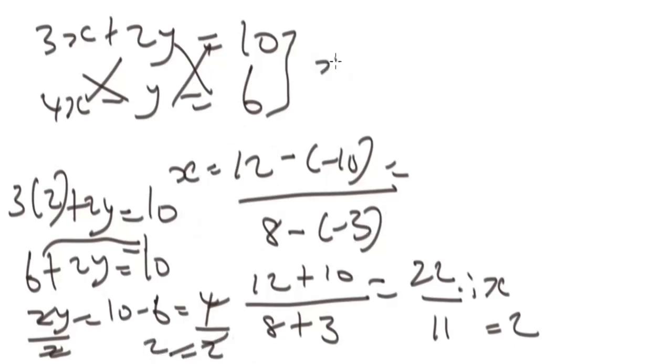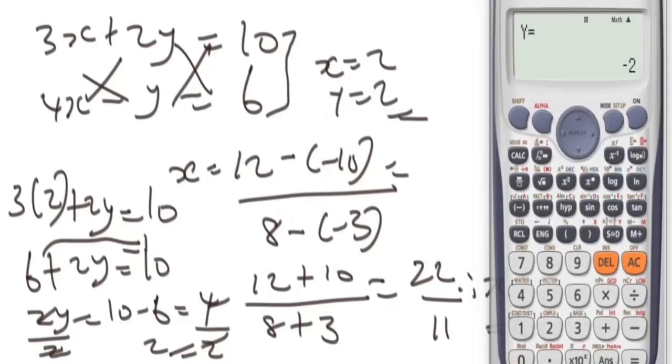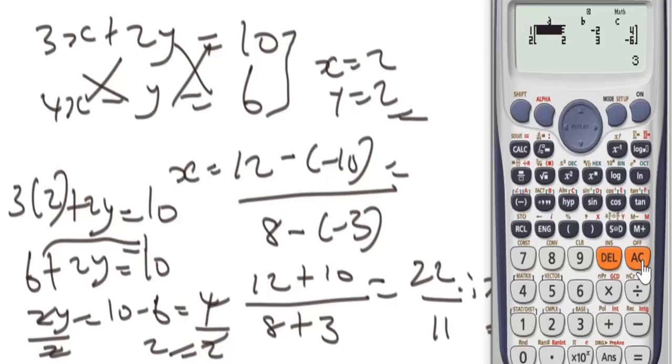So when x is 2, y is what? 2. Let's verify this with the calculator. Let's go and cast the calculator. So let's wipe this. First AC to wipe everything. So it's now fresh. Let's input the values for this simultaneous equation.